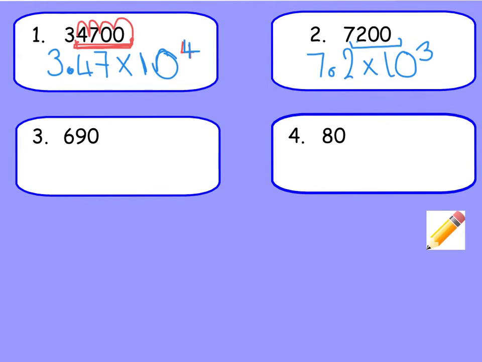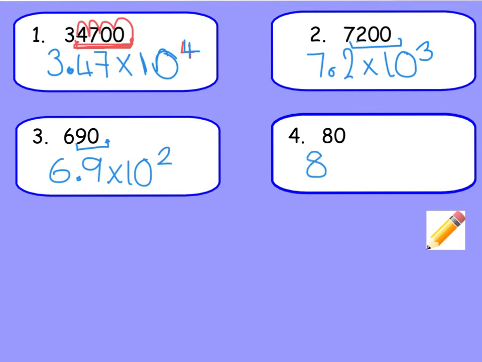Okay, my next one, the decimal point will go after the first digit, so that makes it 6.9. So 6.9 times 10. How many places am I moving the decimal point? Remember, it's hidden at the end. From the end into there, I'm moving it 2 places. So the power 2.